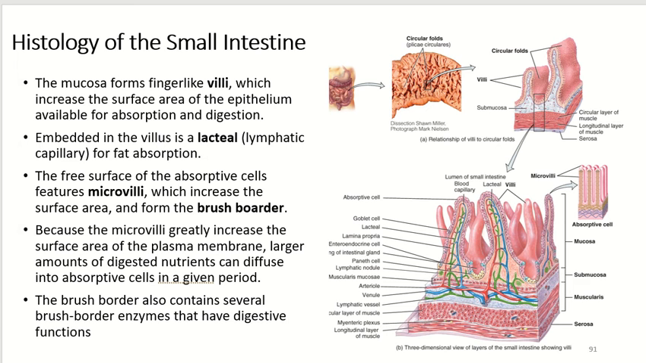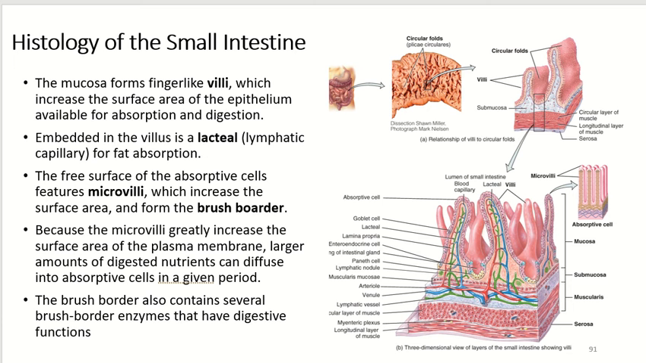The mucosa of the small intestine is going to form these finger-like villi. And these are going to be these deep folds that you can see, finger-like, next to these circular folds here. These are going to, again, help to increase the surface area of the epithelium that's available for absorption and digestion. So much of the histology associated with the small intestine is really going to be related to the process of absorption and digestion, specifically absorption.